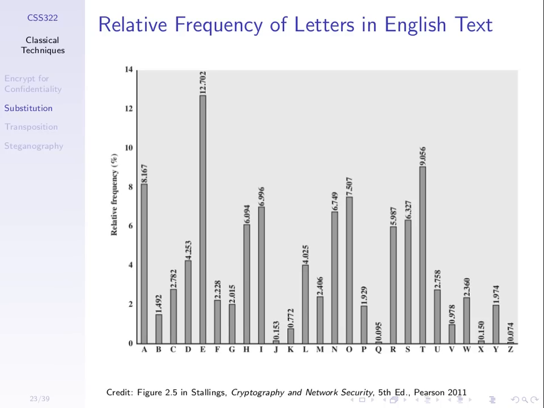This is a plot. Someone's done some counting of some English text, some large documents, and they counted all the letters, and they see that the letter E occurs 12.7% of the time, about 13% of the time. The next most frequent letter is T, and then A, and then O, and the least frequent letters are J, Q, X, and Z. So that's statistics of one particular text, but many English texts follow that same pattern. Not exactly the same, but you can always distinguish the most frequent letters and the least frequent letters.